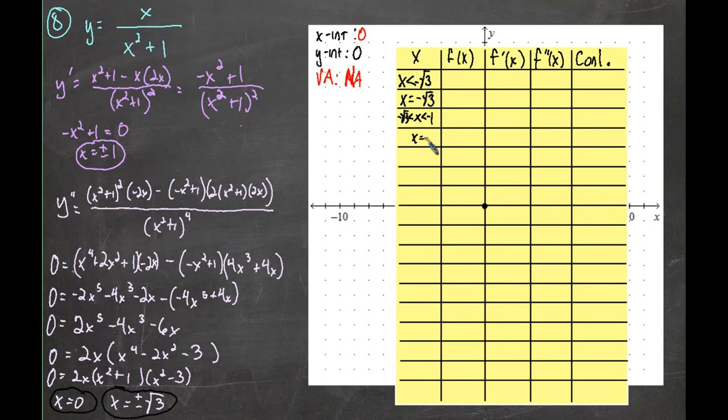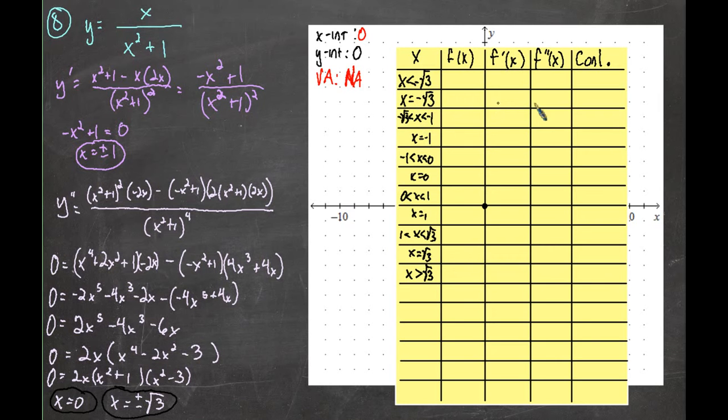And then x is negative 1. What's happening there? Is there a point of inflection, extrema, something? And then it's between negative 1 and 0, then it is 0, then it's between 0 and positive 1, and then it is 1, and then it's between 1 and the square root of 3, and then it is the square root of 3, and then it is greater than the square root of 3, right? It just keeps going.